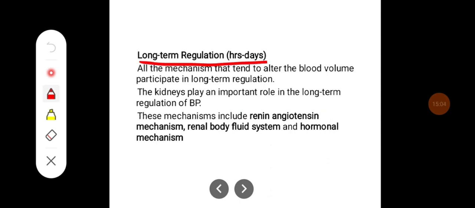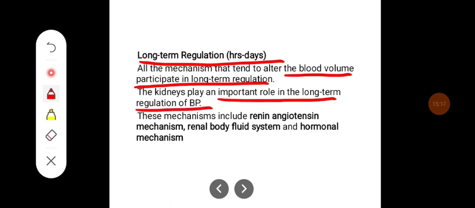Coming to long-term regulation, which occurs within hours to days, all the mechanisms that tend to alter the blood volume participate in the long-term regulation. The kidneys play an important role in the long-term regulation of blood pressure. These mechanisms include renin-angiotensin mechanism, renal body fluid system, and hormonal mechanism.